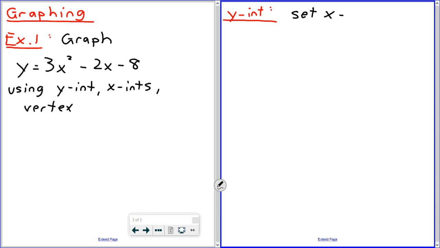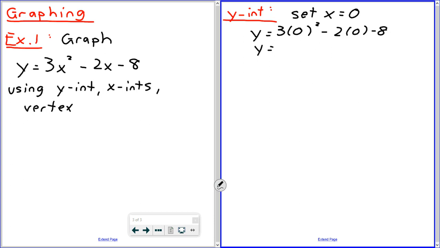So if you remember, the y-intercept is when you set x equals 0, and the x-intercepts are when y equals 0, right? So you always go opposite. So when you set x equals 0, let me show how awesome this math is for you. Are you ready for this one? Yeah. So it's going to go y equals 3 times 0 squared minus 2 times 0 minus 8.